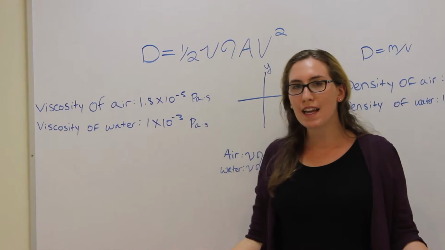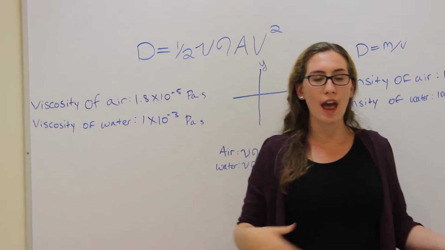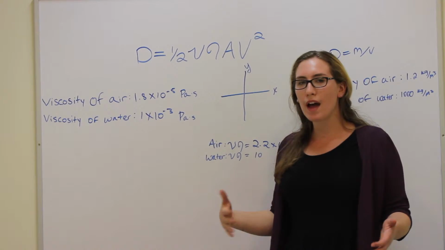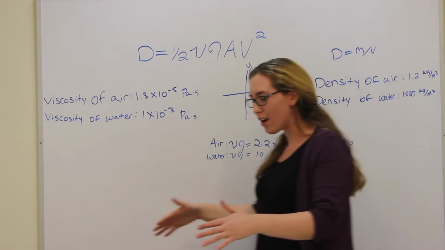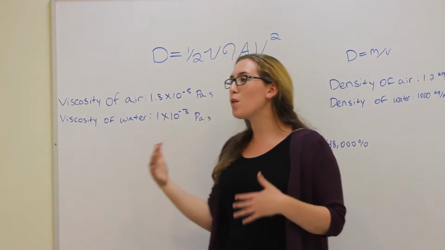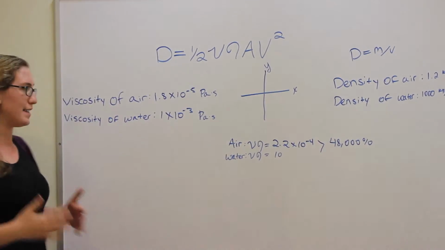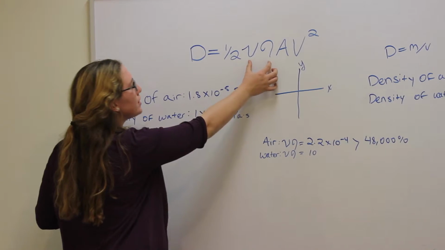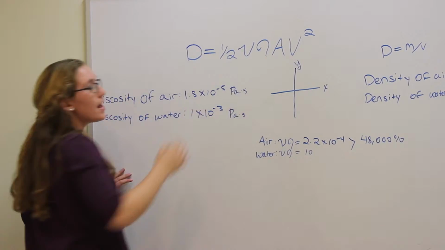Now, it makes sense to me that when I'm walking through the air, I can move pretty freely. But we know that the second I walk into water, I feel this resistance. So let's get some numbers to try to understand why this happens. So we take the first half of this equation, the viscosity and the density.